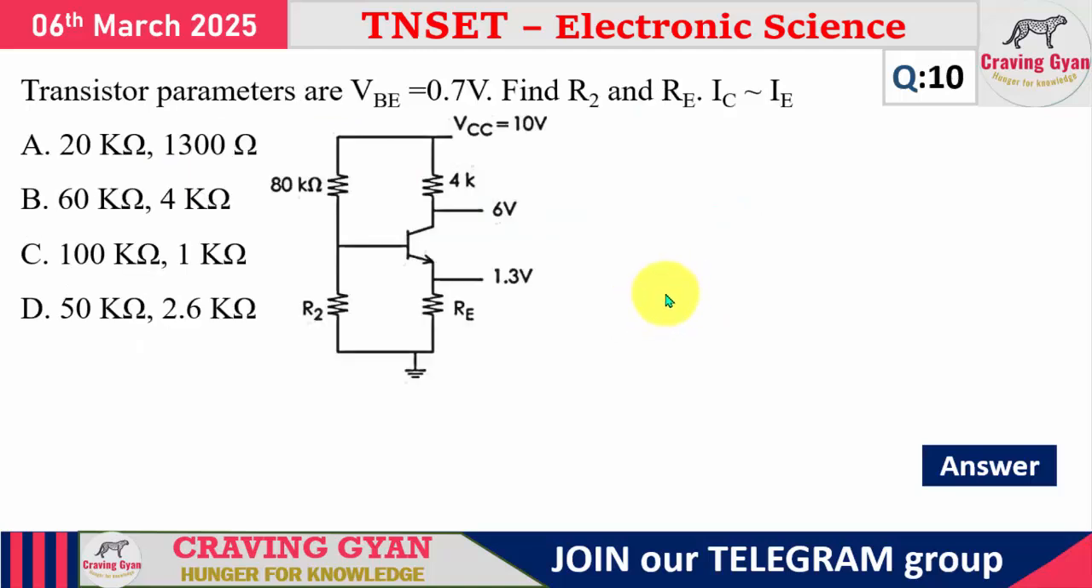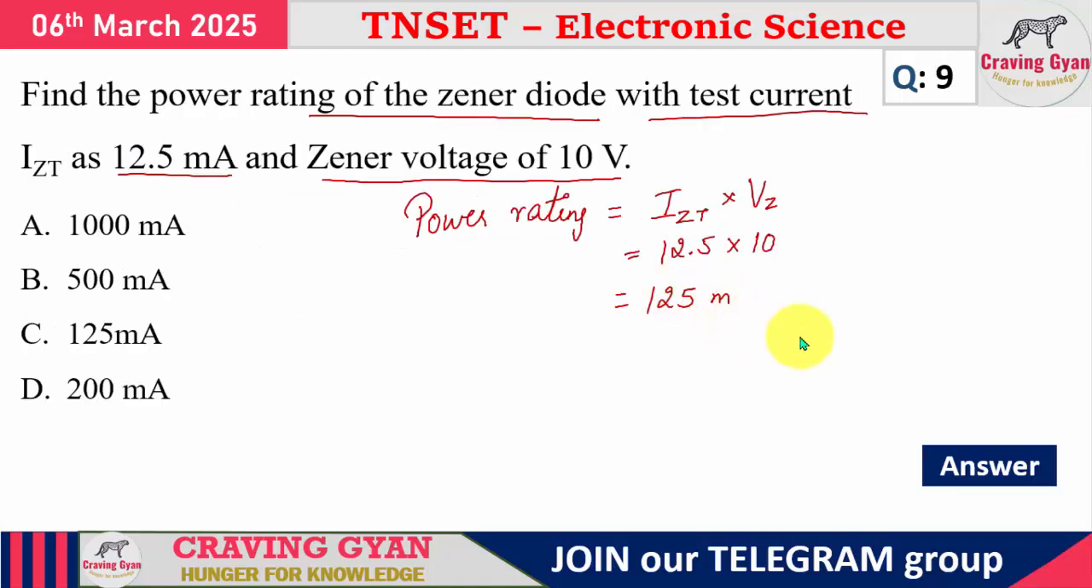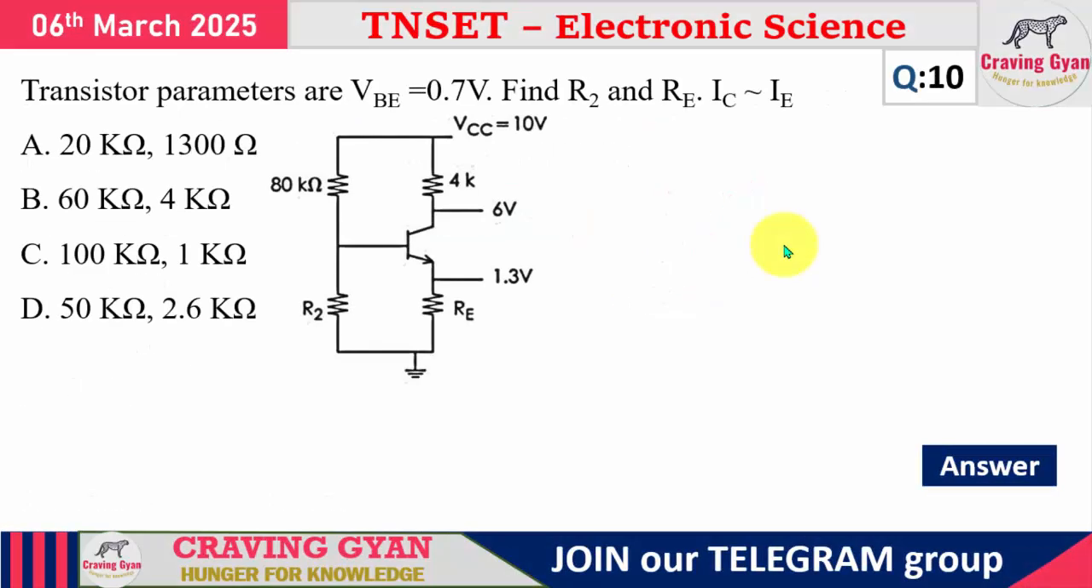The corresponding option: don't go with unit, it will be 125 milliwatt, because power is nothing but voltage multiplied by current. The corresponding option that is going to follow is option C is correct.